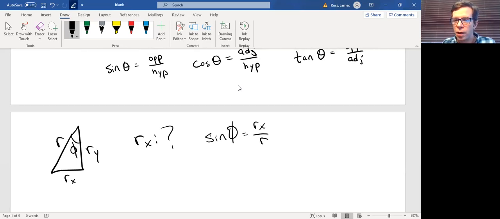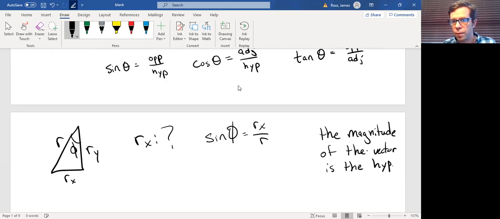And it's important to note here the magnitude of the vector is always the length of the hypotenuse. So if you draw your triangle in such a way that the hypotenuse is not the vector length, then you've drawn your sides not parallel to your coordinate axes, most likely.